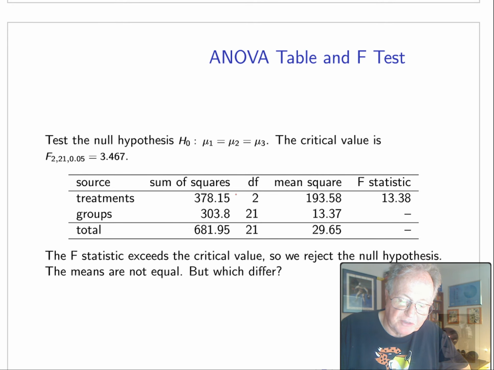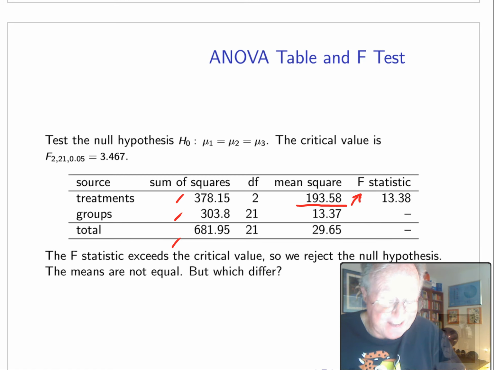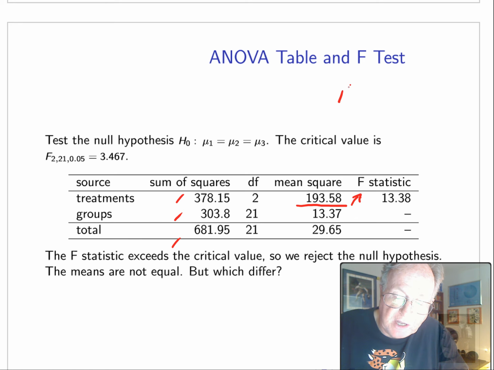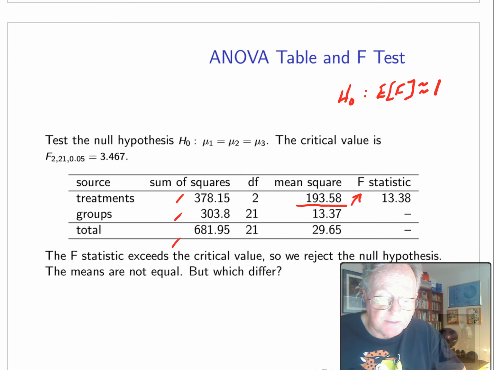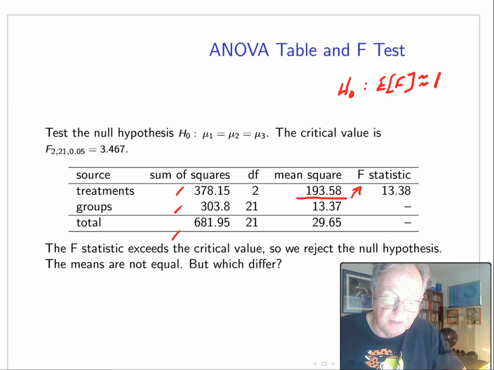So there's our sums of squares for treatments and groups and the total. Divide by the degrees of freedom to get the mean squares. And then we'll just take the ratio of those two to form what's called the F statistic. Now the F statistic follows what's called an F distribution, and under the null hypothesis, the expected value of the F is about 1. So large values of the F statistic indicate that there's a great difference in means, and we should reject the null.